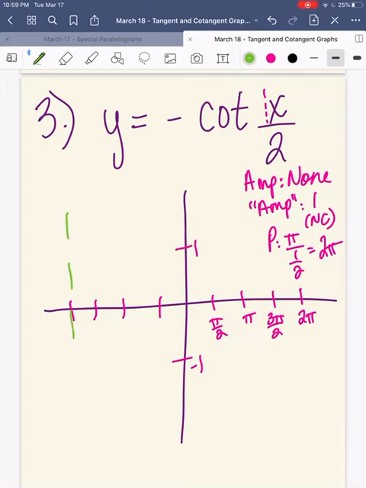All right, so the asymptotes, even though we are doing a reflection here, the asymptotes stay put. Okay, so let's make note.